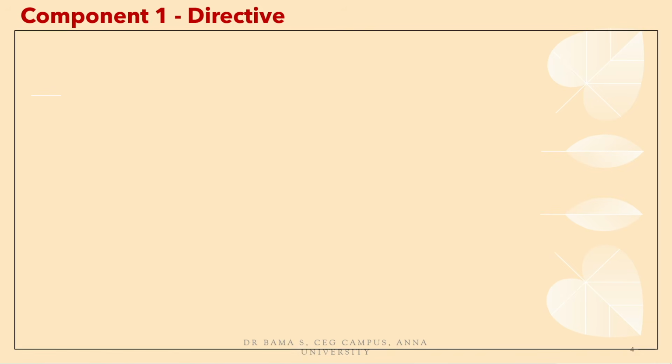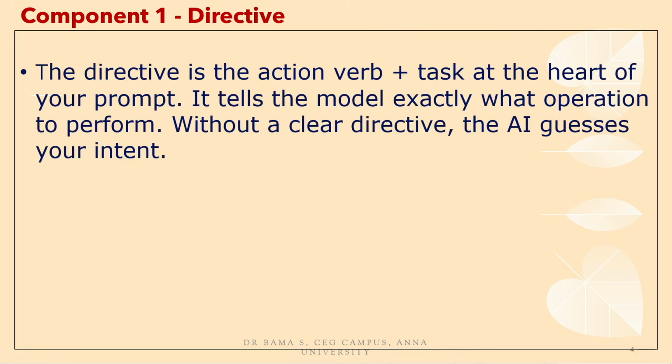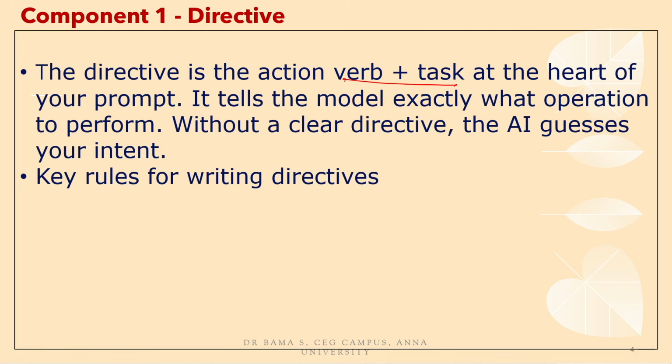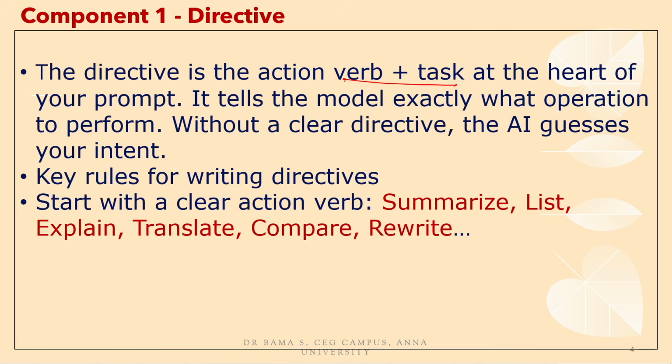The first one is the directive. A directive is the action verb plus task at the heart of the prompt. It tells the model what operation to perform. Without a clear directive, AI just guesses whatever the intent is. Say the key rules: how to write the directive is the next question. How do we write that? Use the verb plus task, action verb plus task. That is the notion with which we have to start.